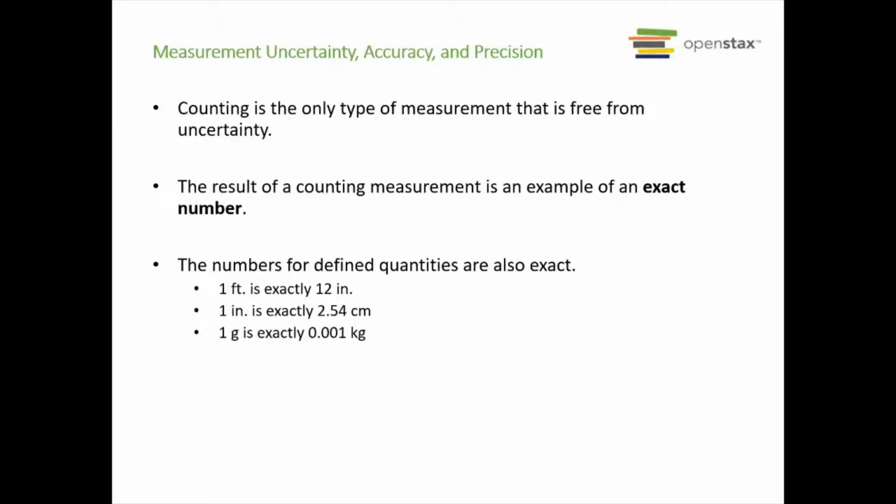The numbers for defined quantities are also exact. So 1 foot is exactly 12 inches. 1 inch is exactly 2.54 centimeters. These are defined numbers that are exact quantities. 1 gram is exactly 0.001 kilogram.